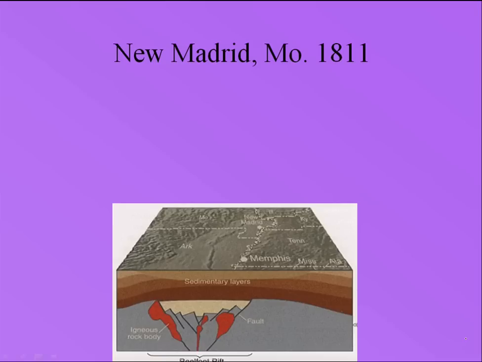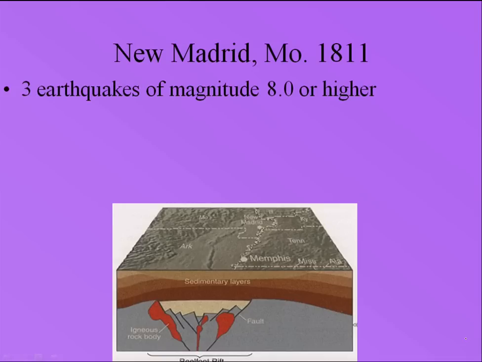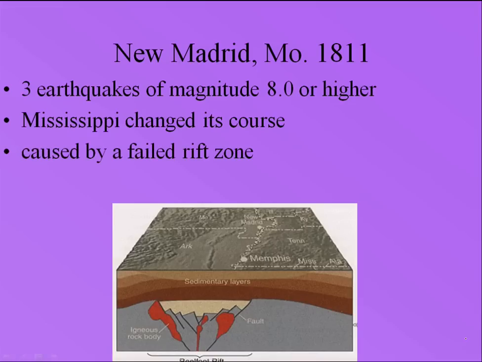The New Madrid earthquake of 1811 was not one earthquake, but a series of 3 to 5 earthquakes of magnitude 8.0 or higher. It caused the Mississippi to change its course, created new lakes, dried up old lakes, and may even be responsible for bells all the way in Boston to ring.